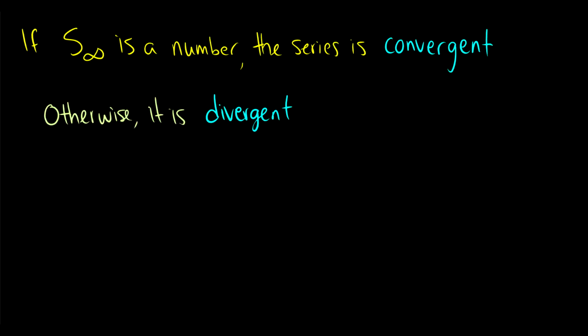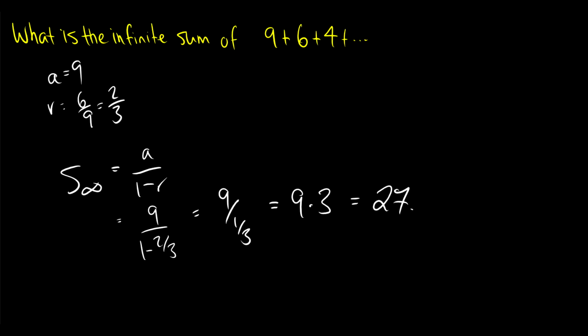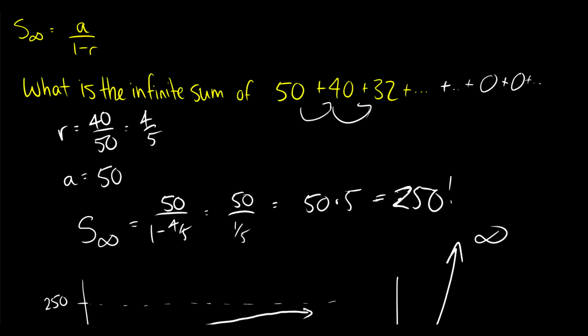So here's a couple words for you. If the infinite sum is a number, then the series is convergent. So we just looked at two convergent examples. This series was equal to 27, so we say this series is convergent. And the one we looked at before is equal to 250, so this series is also convergent.